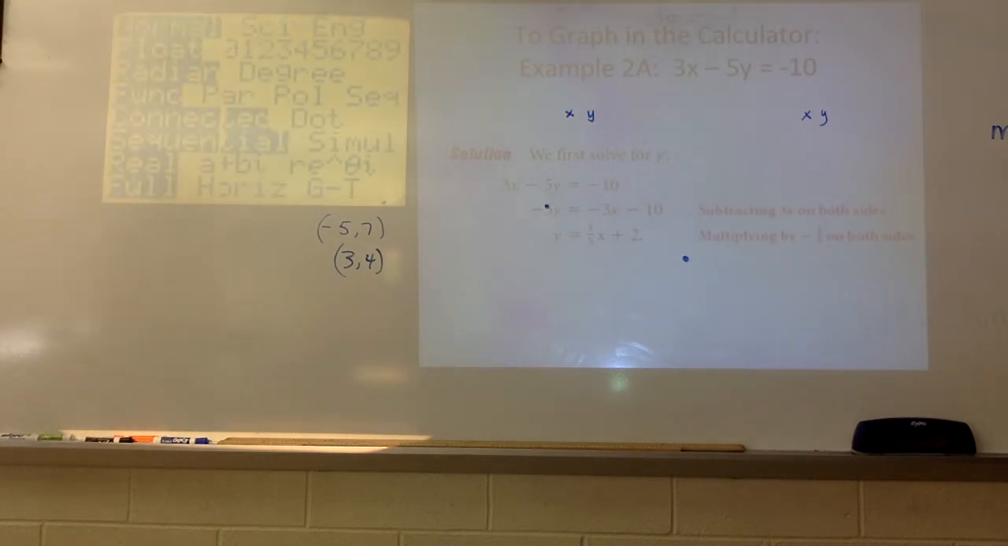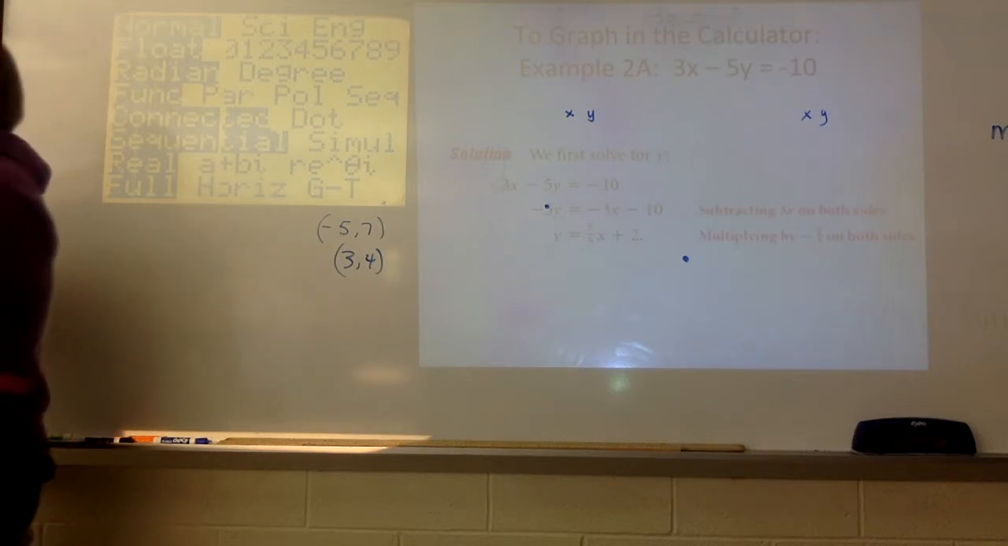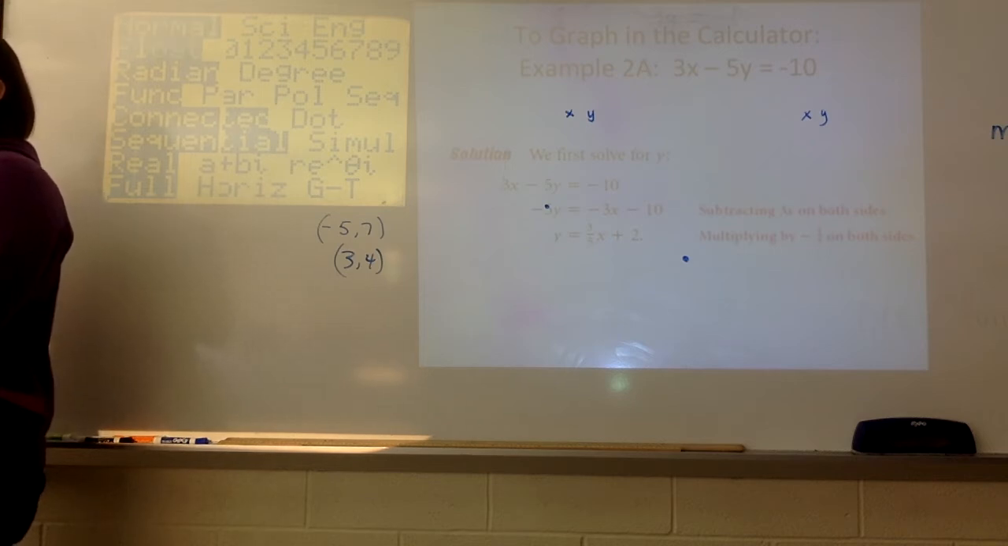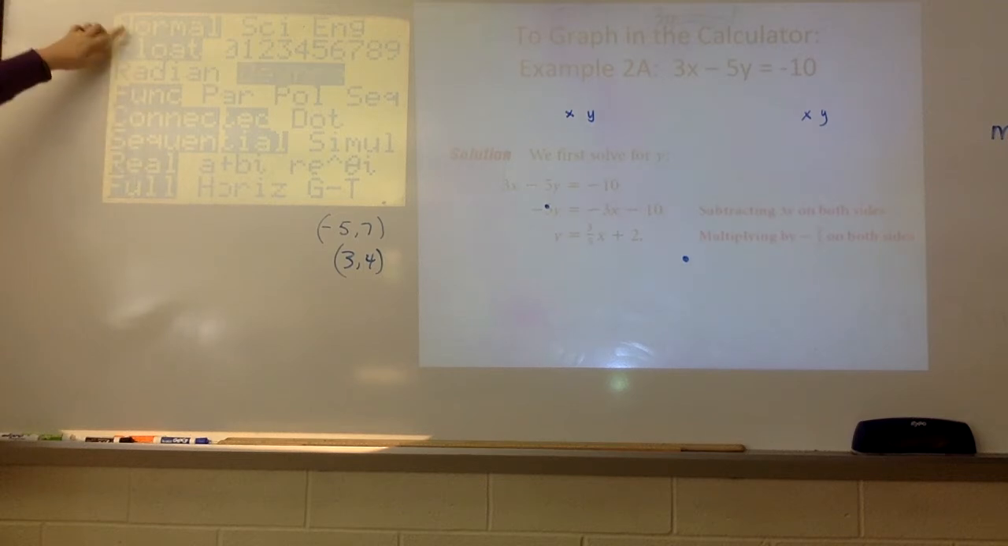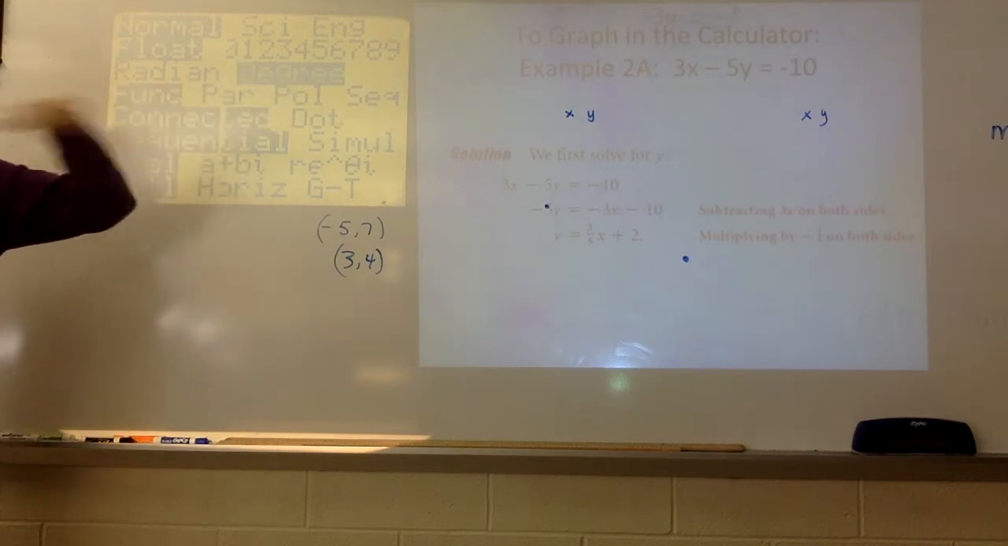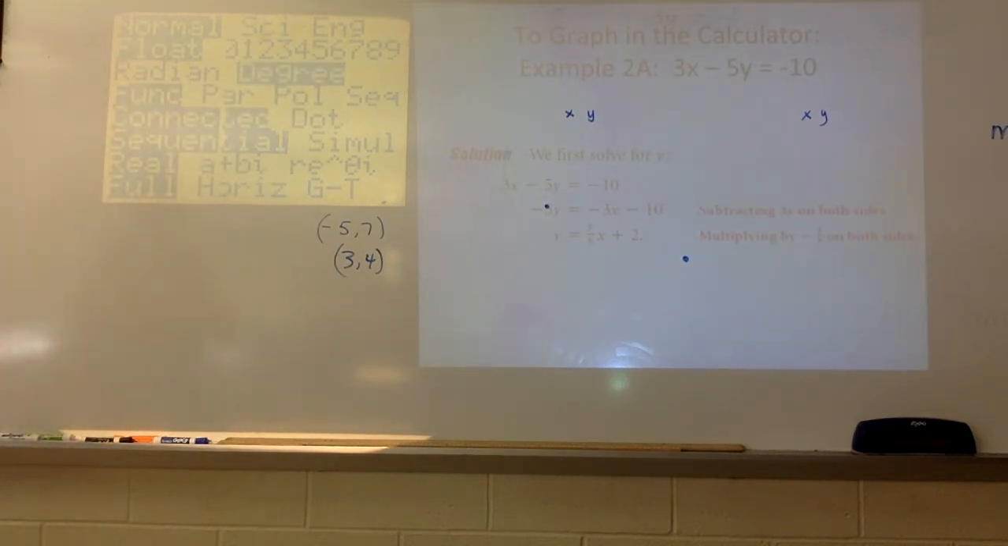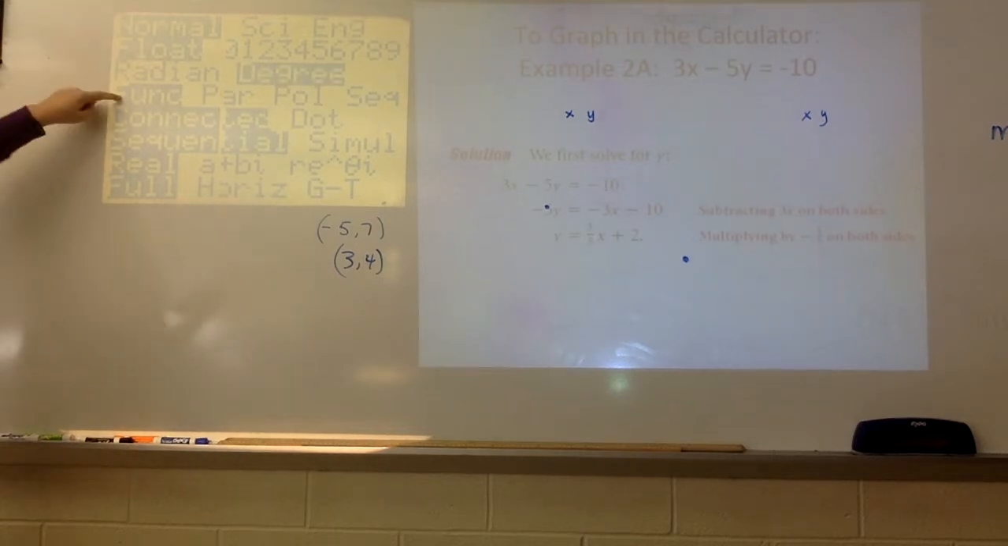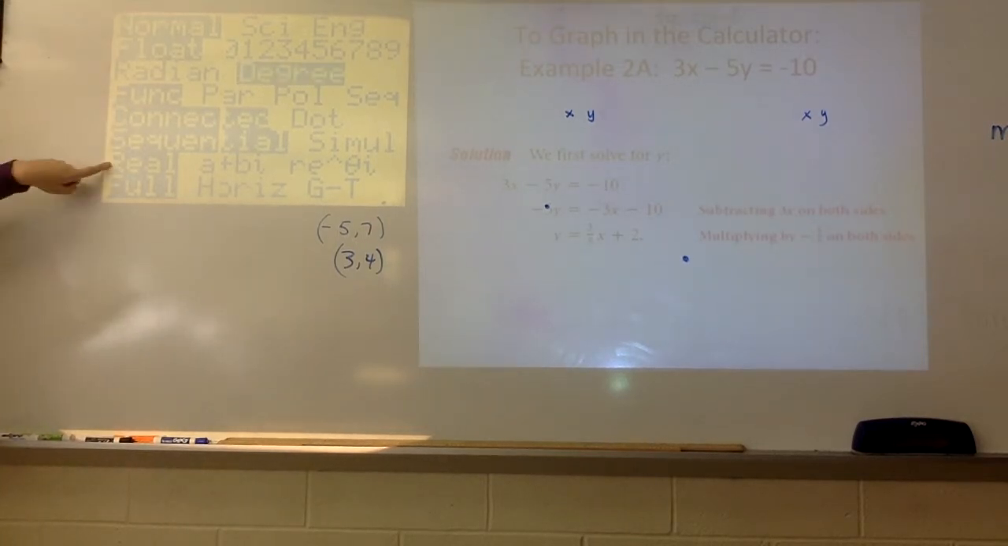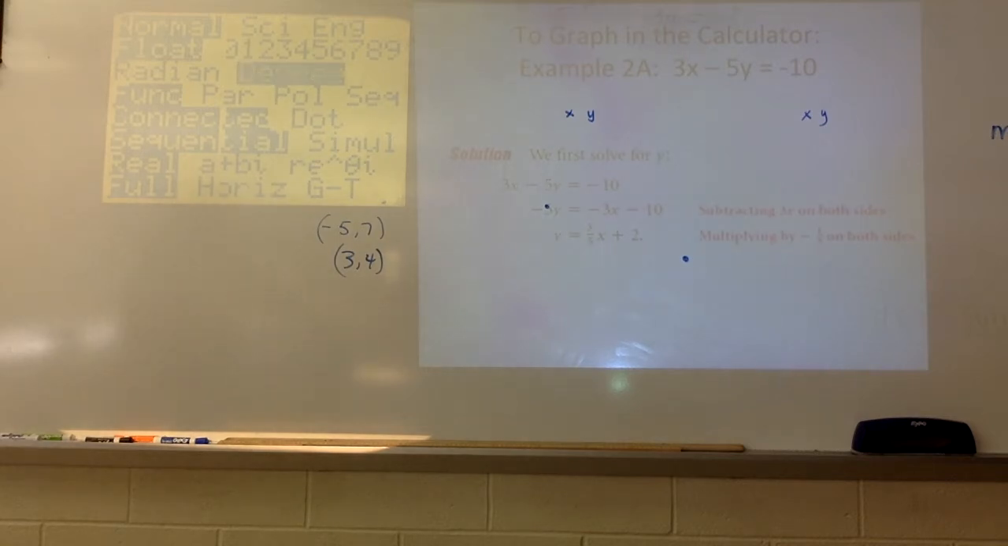The next thing you want to do is press mode. Mode is right here. Okay? And for now, let's everybody go down and put our menu to match normal floating decimal, which means as many as it can give you. Switch it to degrees for those of you that are in physics. You won't need to be switching settings, so degrees will be the easiest. We want function mode, connected mode, sequential mode, real numbers, and full screen. All of those should be highlighted. Does anyone not have that or need help?